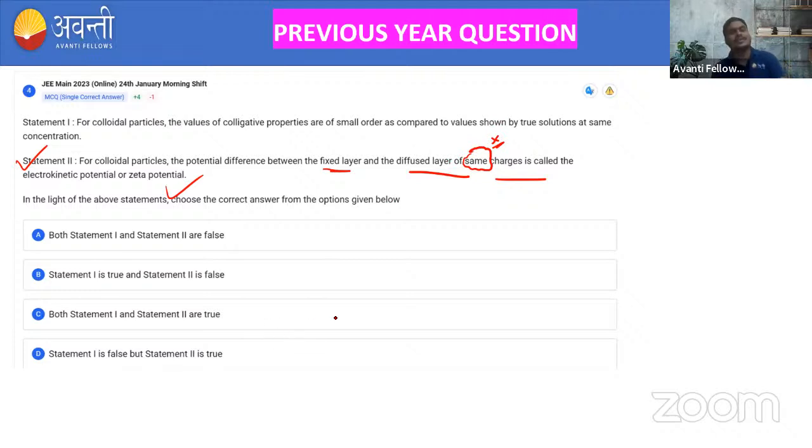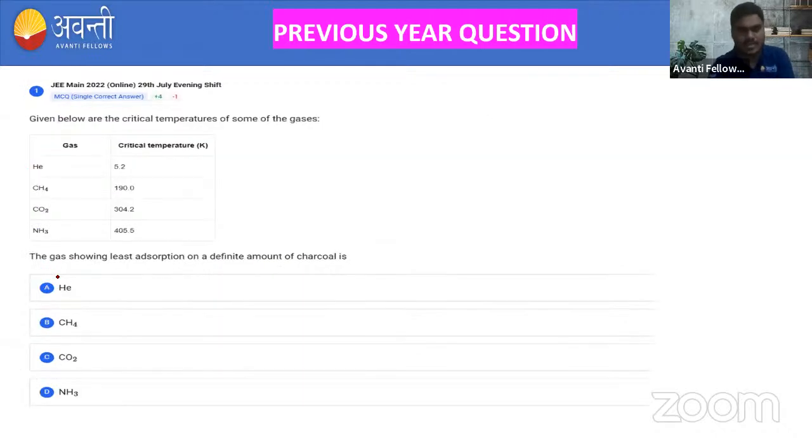For the colloidal particle, the potential difference between the fixed layer and the diffuse layer of the different charges is called the zeta potential. Here same charges are given, that's why it is incorrect. Now, for the first statement, for the colloidal particle, the values of the colligative properties are of a small order as compared to the value shown by the true solution. So this statement is correct. Which option is correct? Statement 1 is true, statement 2 is false. So this is the correct explanation.